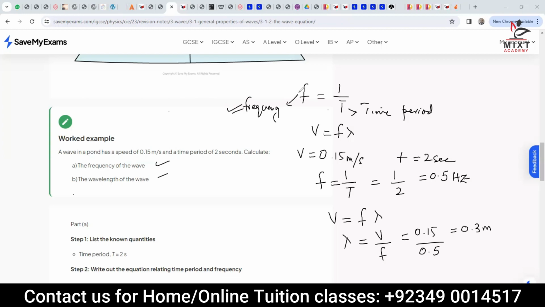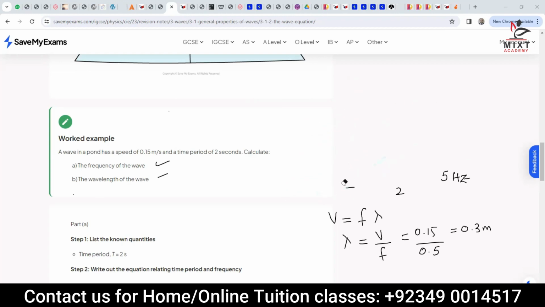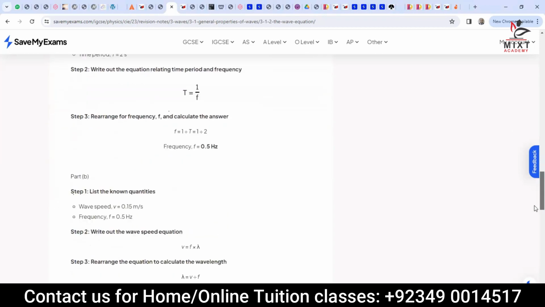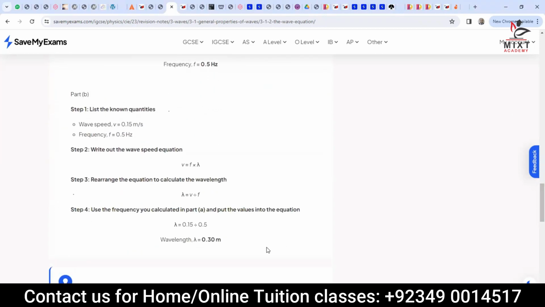Now let's proceed further, because I'm trying to finish this chapter right now. So these are the two formulas which will be used to calculate the wavelength and the frequency and everything in this chapter. Now, let's move. See the values. Wavelength is 0.3. Right. Done.